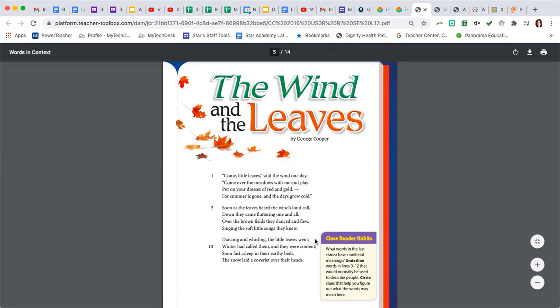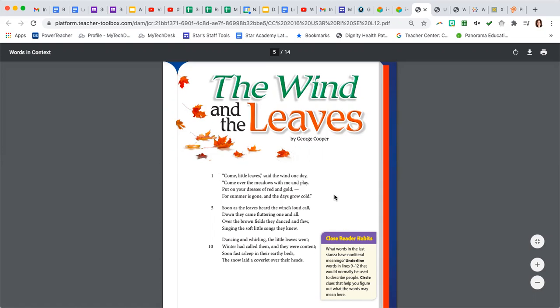what is in this close reader habit square down at the bottom. What words in the last stanza or paragraph, a poem paragraph is called a stanza, have non literal or not usual meanings? Underline words in lines 9 through 12 that would normally be used to describe people, and circle clues that help you figure out what the words may mean here.